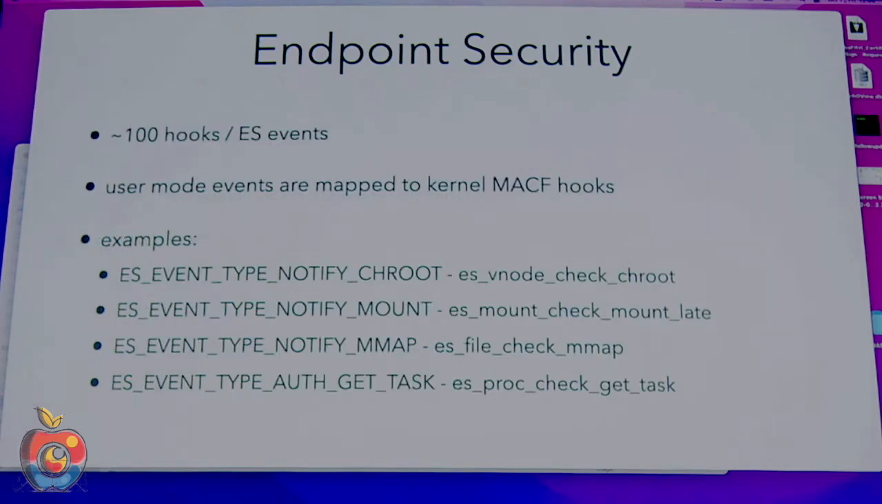Endpoint security basically has a very tight relationship with the MAC framework. It has, I think, about 100 hooks these days, and they are kind of mapped out to user mode. So all the events you can sign up for in user mode, like the ES_EVENT_TYPE_NOTIFY_CHROOT, they have an equivalent hook in kernel space, and basically they are tied together. This is like a very simplified view of this.